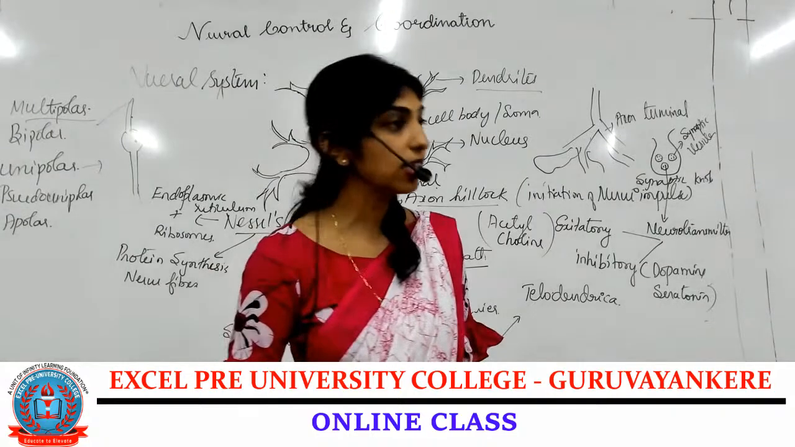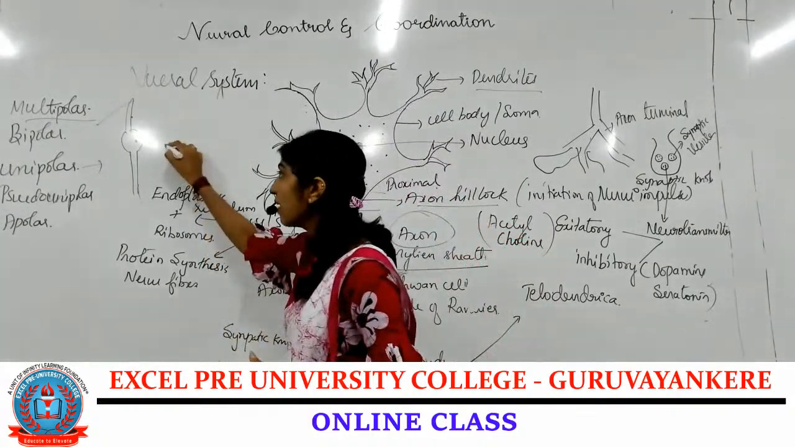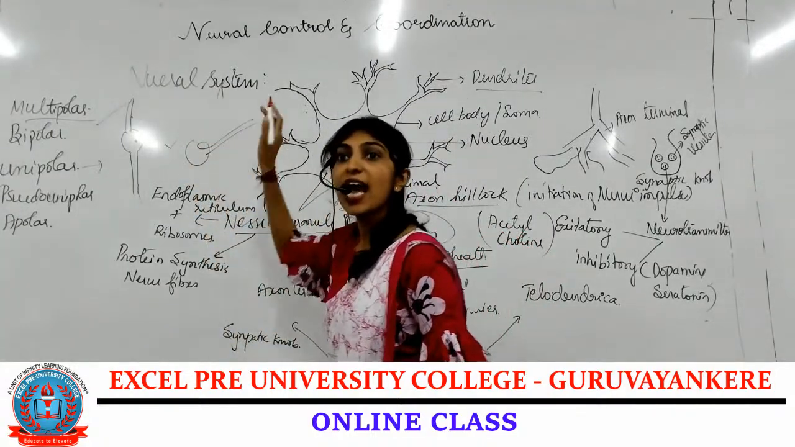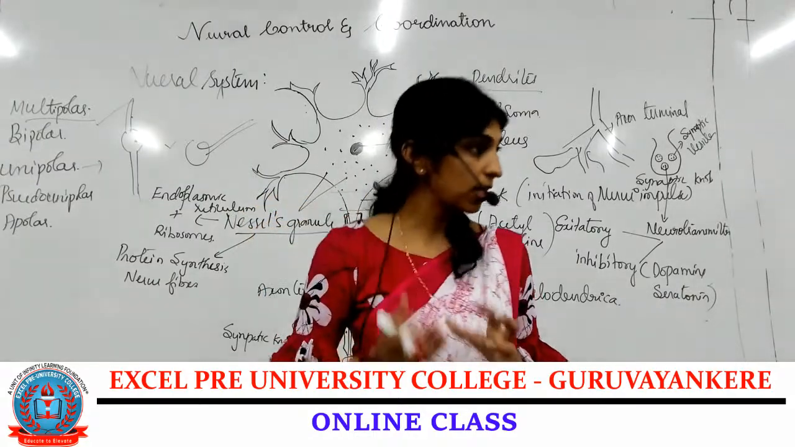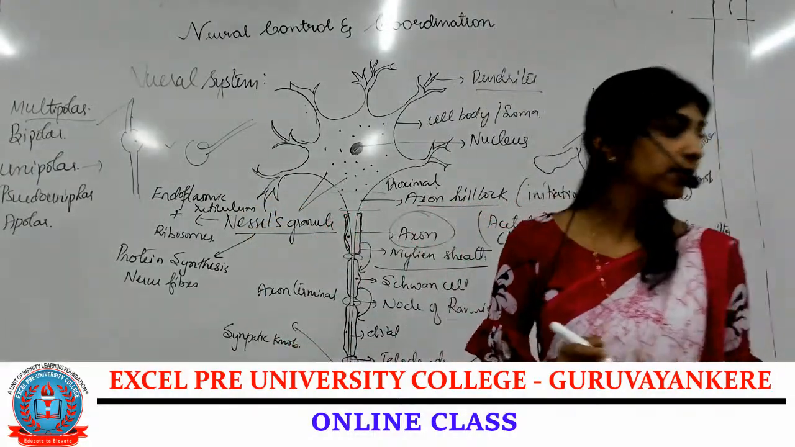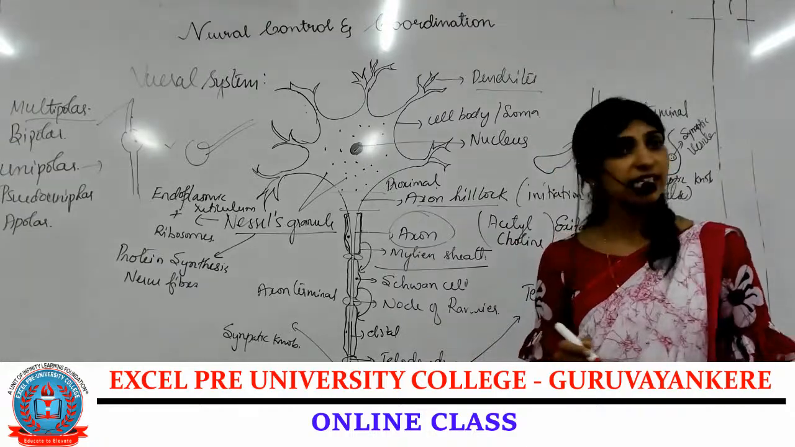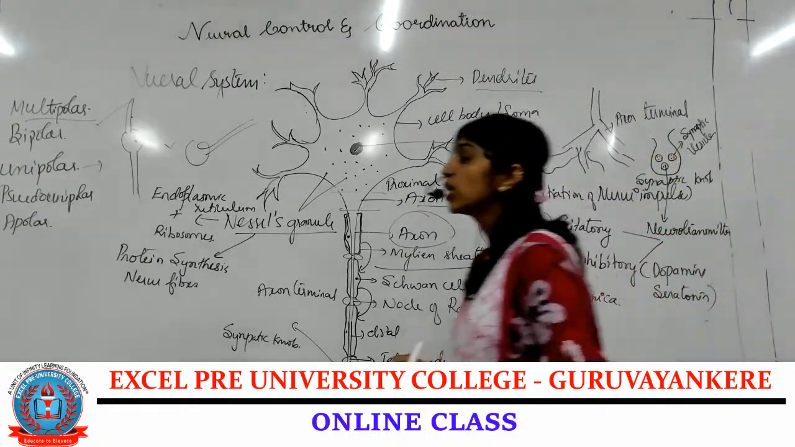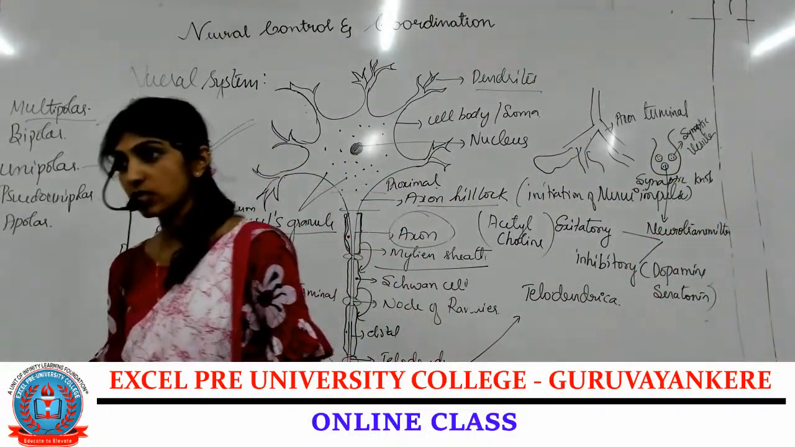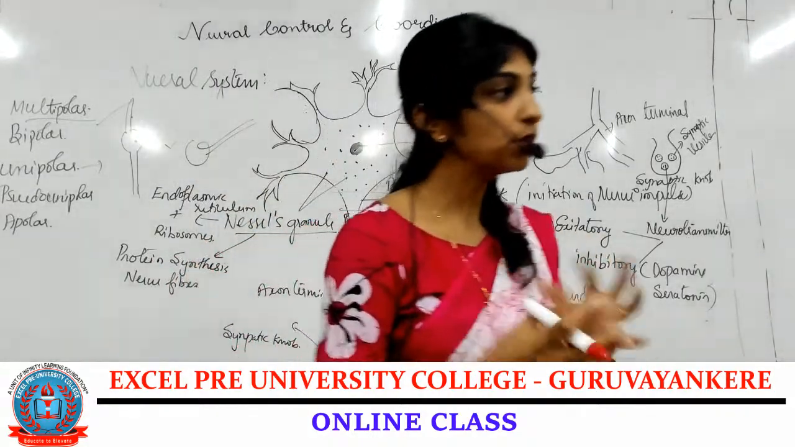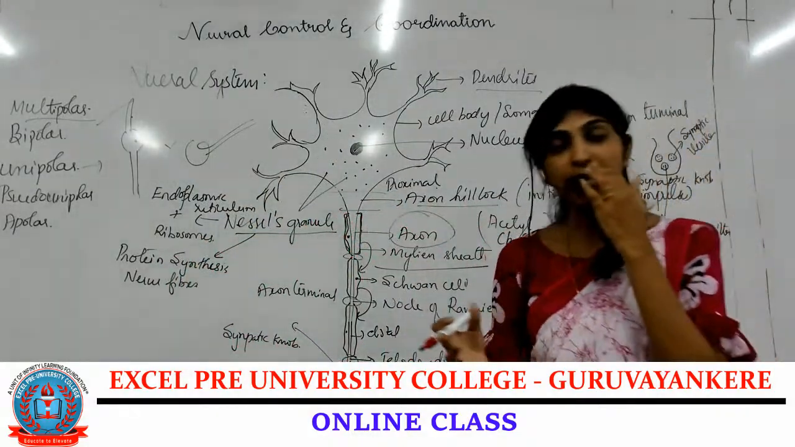Then we have unipolar neurons. These unipolar neurons, they do not have dendrites. They have only axon. Okay, we call it as unipolar neurons. They do not have dendrites, they have only axon.